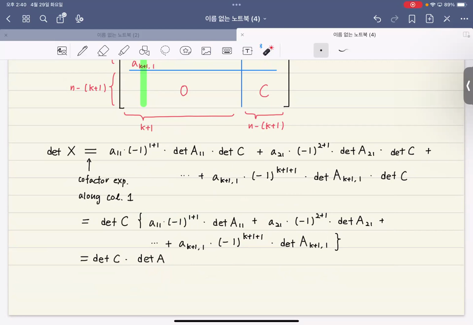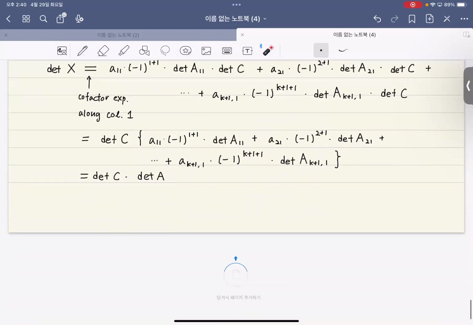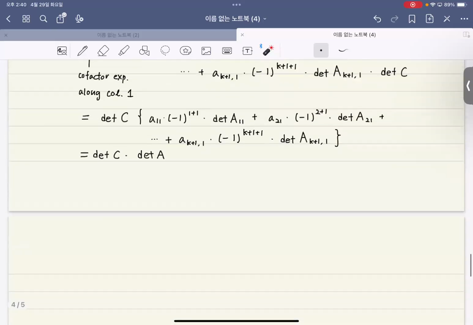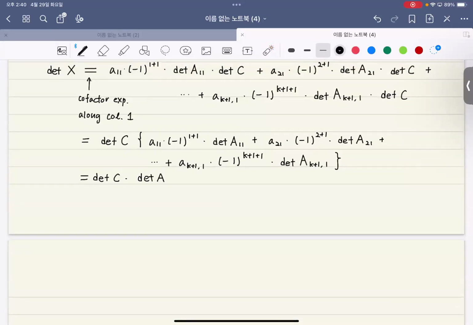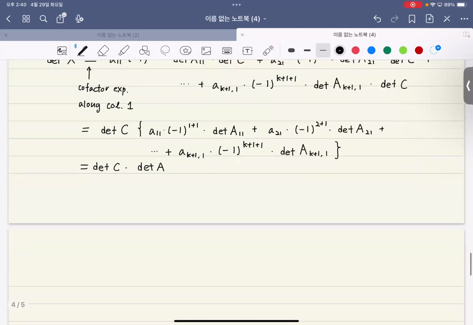Okay, great. Okay, now what? Okay, so I will prove the theorem.